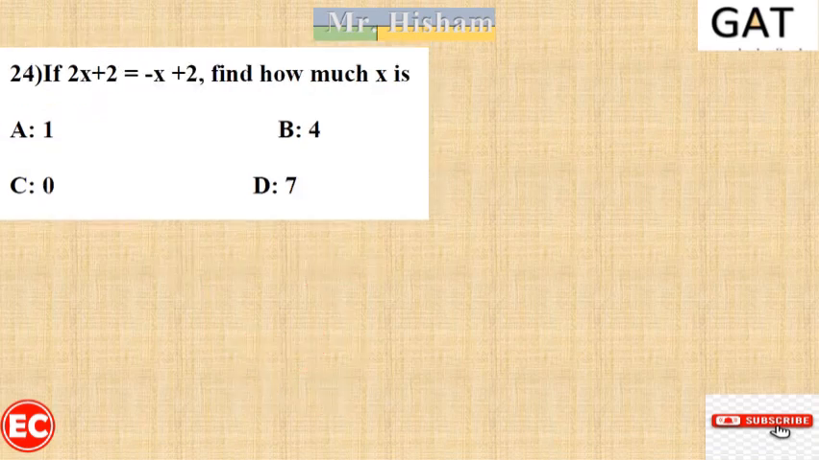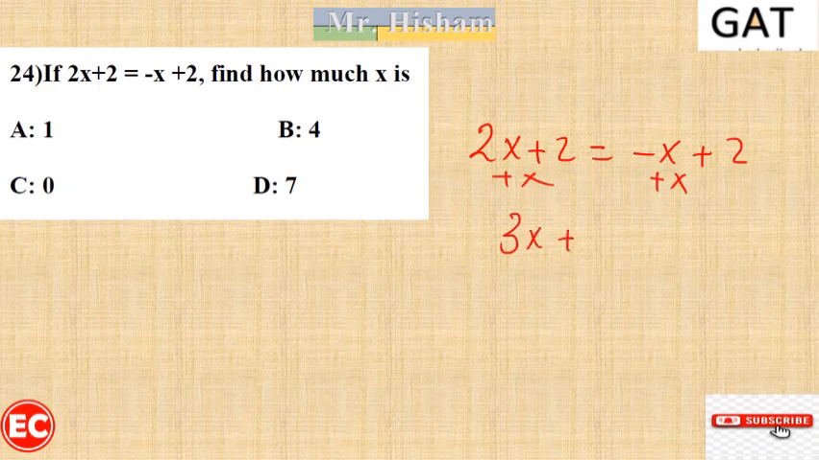If 2x plus 2 is equal to negative x plus 2, this is a simple equation I need to solve. By adding x to both sides, 3x plus 2 is equal to 2. By subtracting 2 from both sides, 3x is equal to 0. By dividing by 3, x is equal to 0.